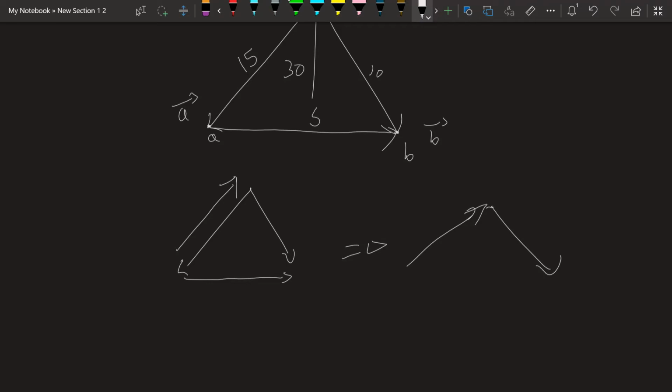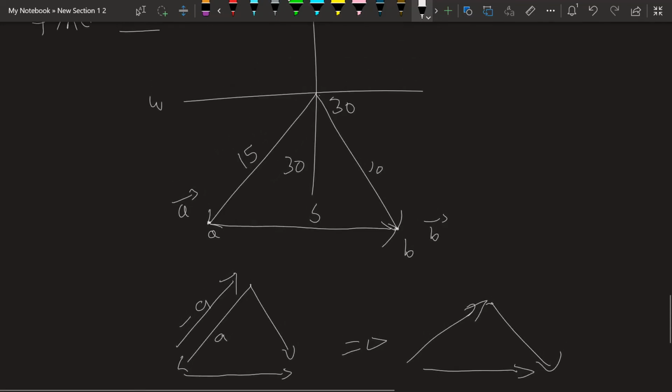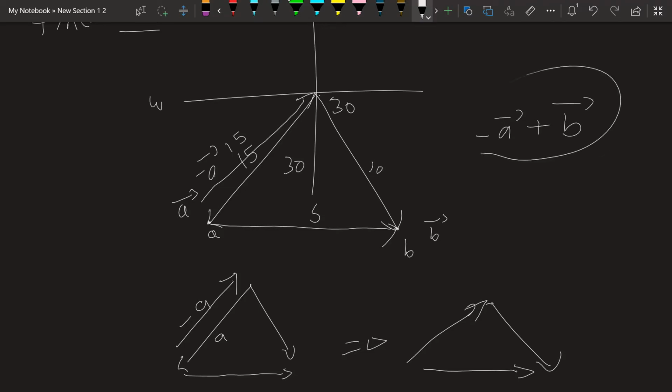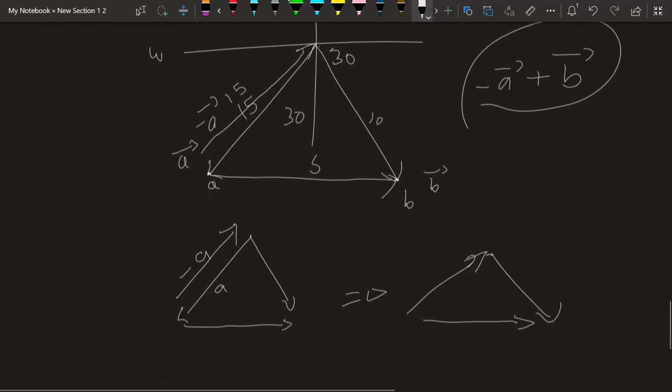This plus this will give you this, right? So if this is A, this is minus A, right? So we're going to have to flip this vector, and it's going to have to look like this. Same magnitude of 15, but now it's minus A. So what we're actually trying to find is minus A plus B, right?